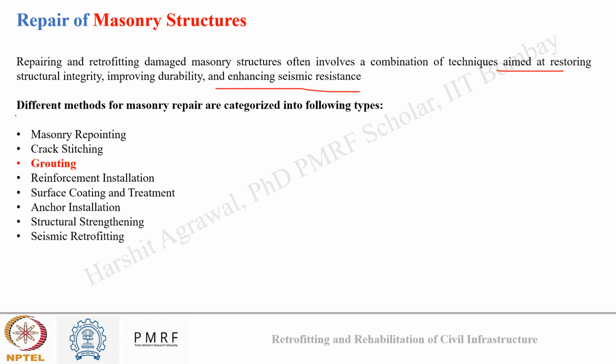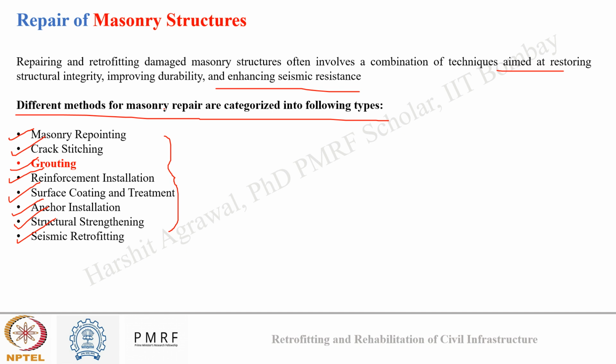Now, different repair methods for masonry are classified into the following types. We have masonry repointing, crack stitching, grouting, reinforcement installation, surface coating, anchor installation, structural strengthening, and seismic retrofitting. So these are various methods in which a masonry can be repaired.